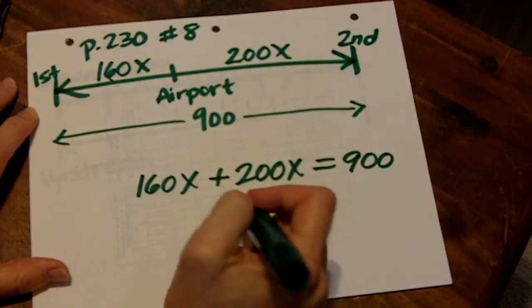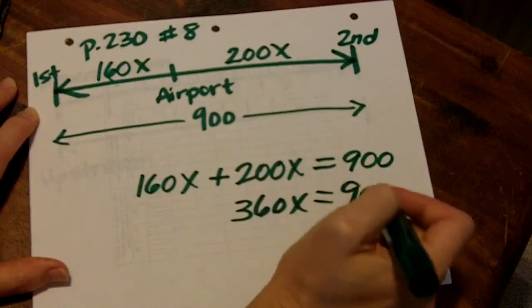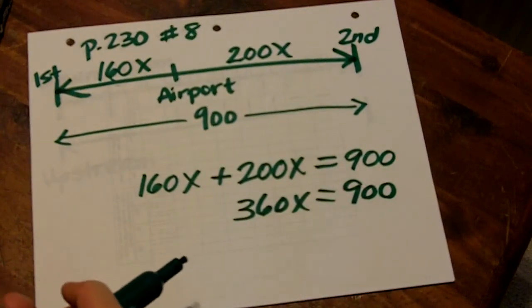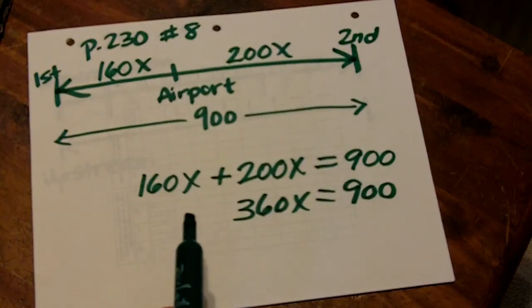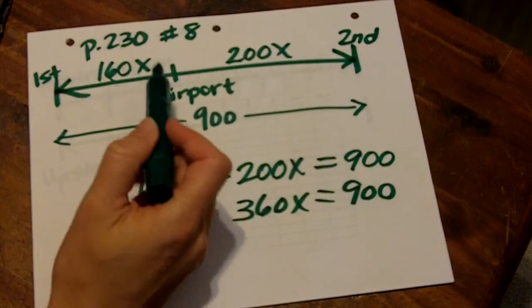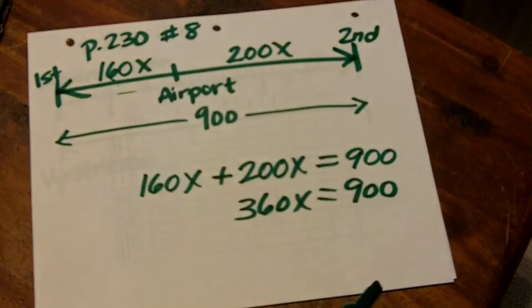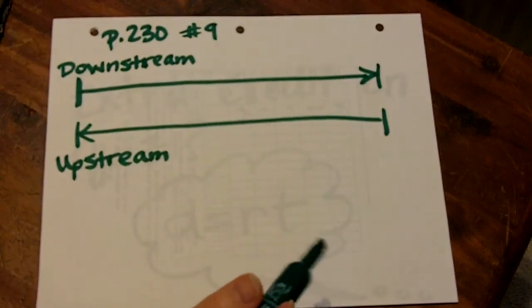And of course, you can then combine your x's, get 300x equals 900 miles, and then go ahead and solve it for x. And then when your book asks how far each plane had flown, which is letter E of that problem, you would put in your answer for x into the 160x and the 200x, and you would solve that. I'm not telling you the answer, just in case it shows up somewhere else in your life.